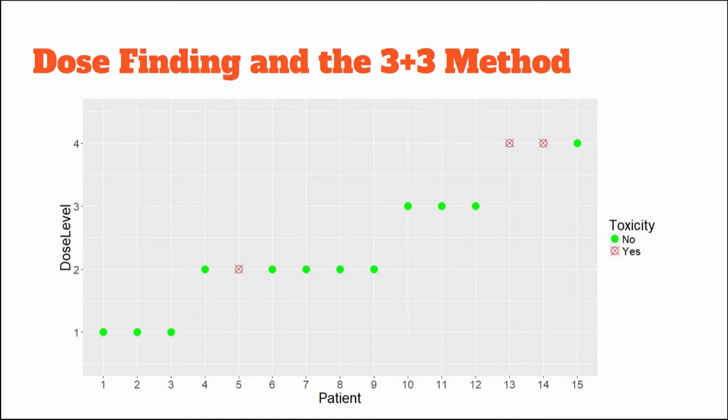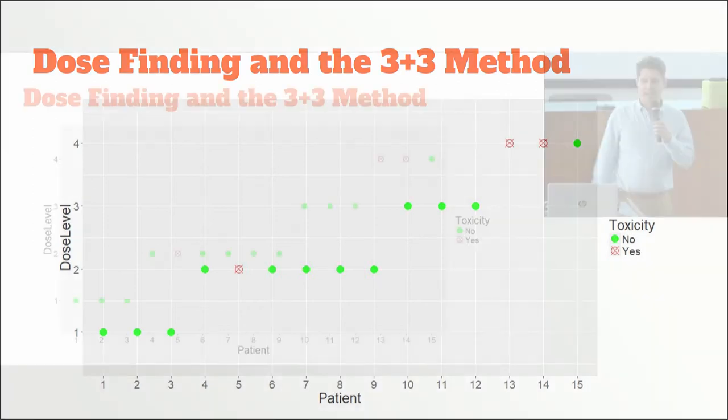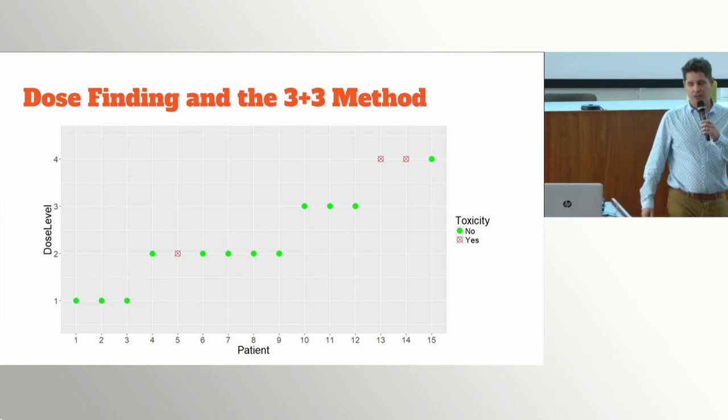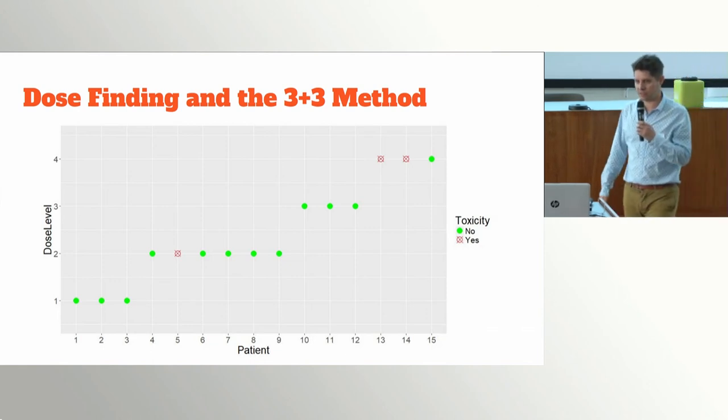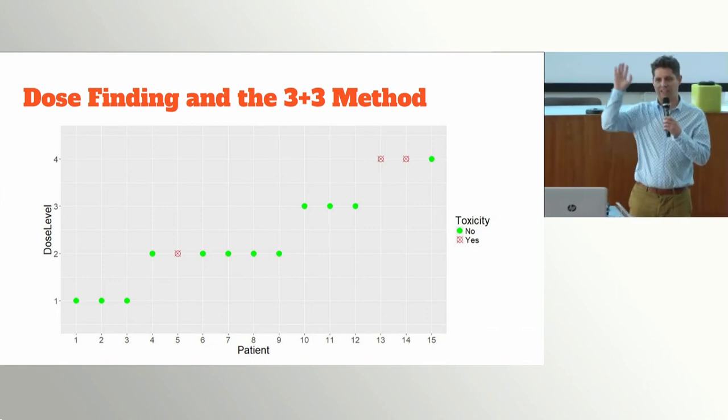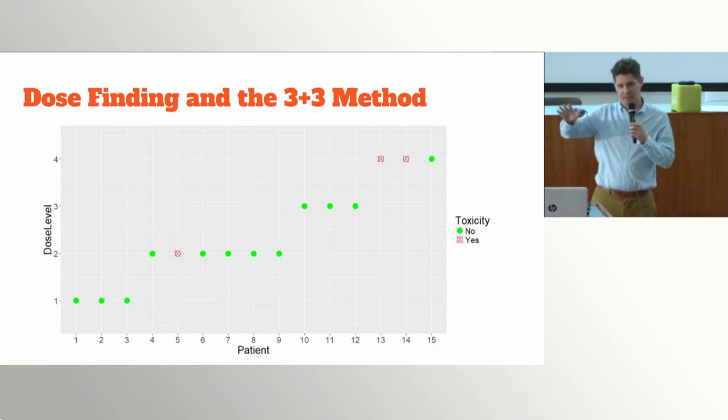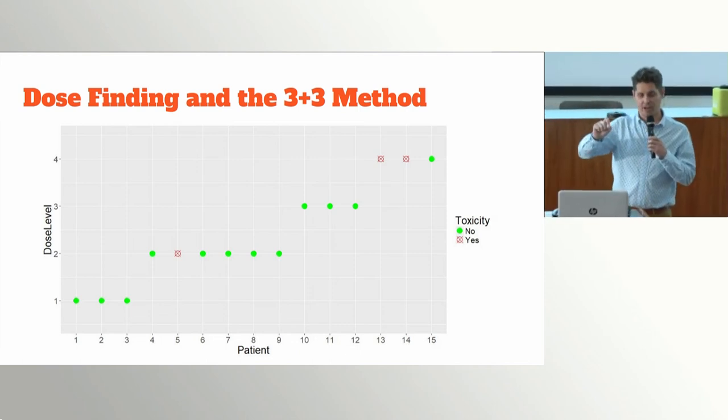And so straight away, you can see where the name 3+3 comes from. So it goes to three more people and they're okay. So the algorithm says, one out of six is fine. Let's escalate, and it goes up to dose level three. Okay, escalate again. And then at dose level four, you see the two red crosses, so two out of the three people had toxicity. And then the algorithm says, okay, that's enough, stop. We've gone too high. Dose level three is the one you want. So that's 3+3 in a nutshell.